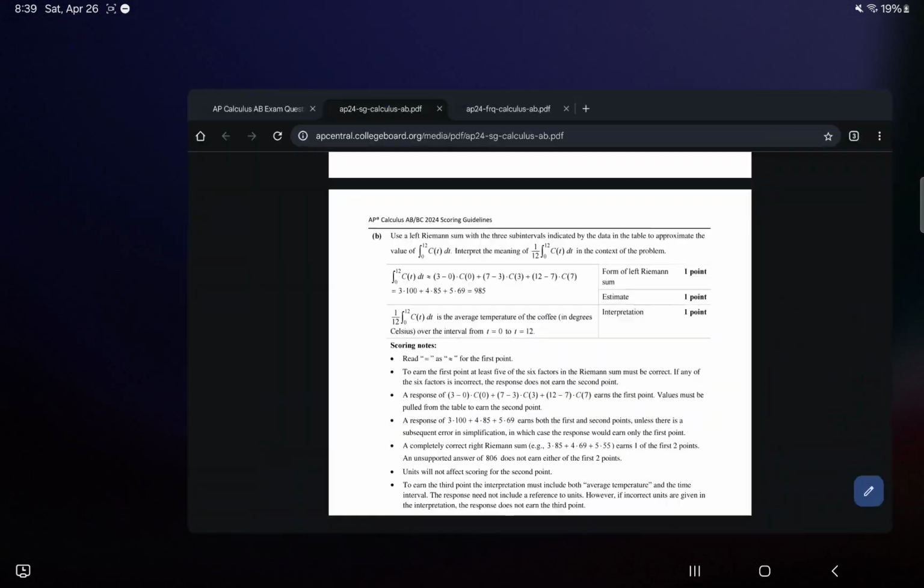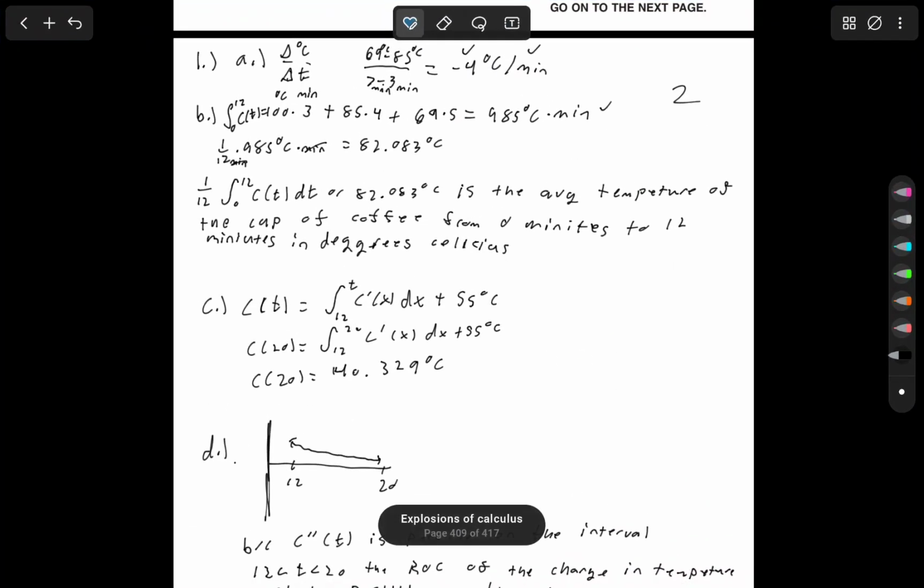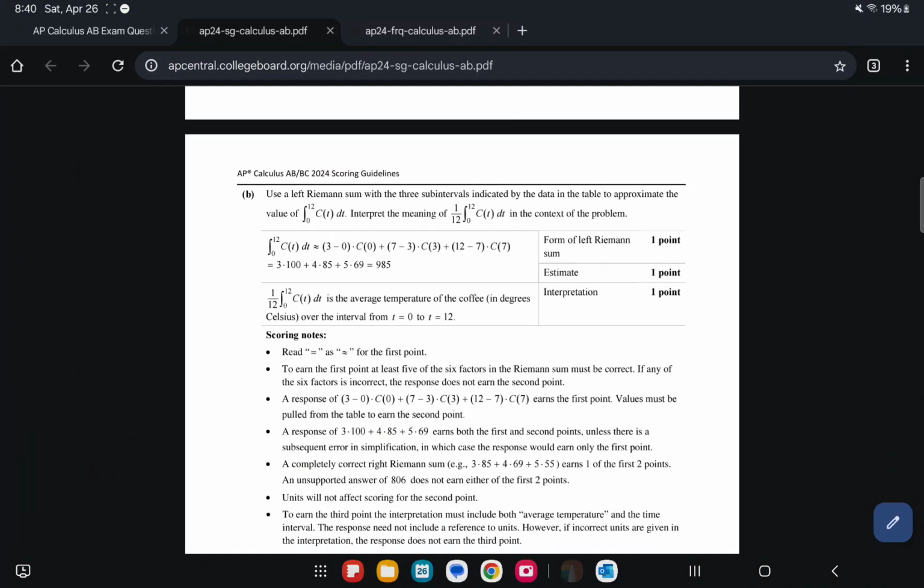Now for the average value, we got the form of the left Riemann sum, we got the estimate, and we got the interpretation. We got a check here, we got a check here, and then the interpretation: 1 over 12 times the integral from 0 to 12 of c of t dt is the average temperature of the coffee in degrees Celsius over the interval from time 0 to 12.